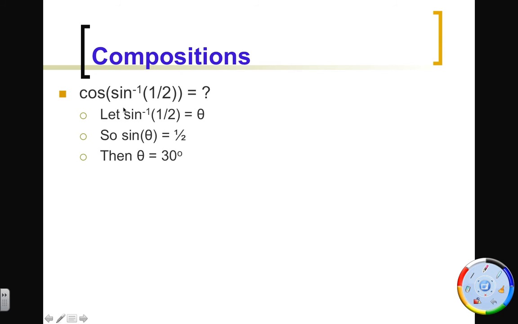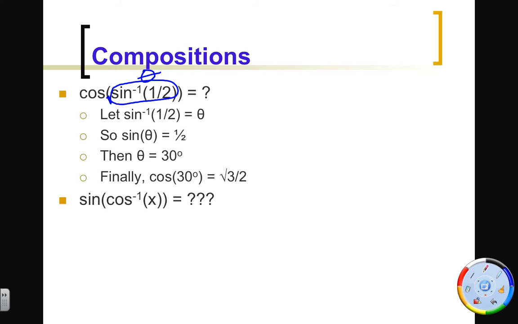Well, this entire thing, maybe we'll circle this, this entire thing is theta, which means I can now replace what I know for theta in cosine. So now I get cosine of 30 equals root 3 over 2. Pretty straightforward.